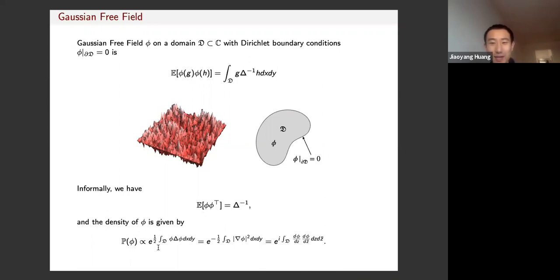So it's e to the 1/2 times the integral of phi, Laplacian phi, dx dy. Then you integrate by parts and get the gradient of phi squared dx dy. And if you want to emphasize the complex structure, then you can write dx dy as half dz dz bar, and the gradient of phi squared will give you d phi dz times d phi dz bar. Then you have the density, something like this.